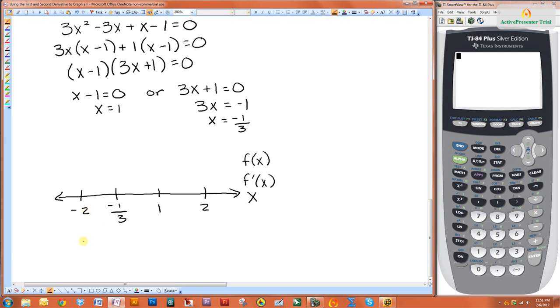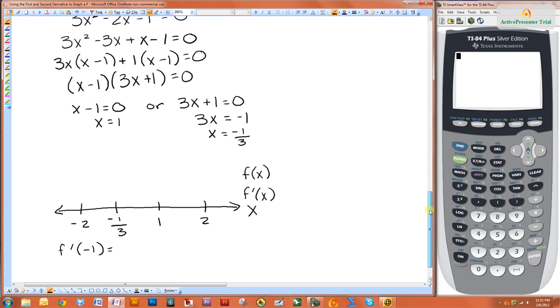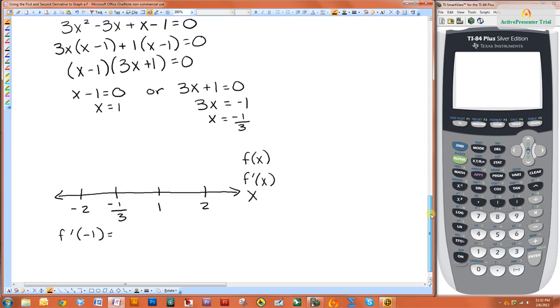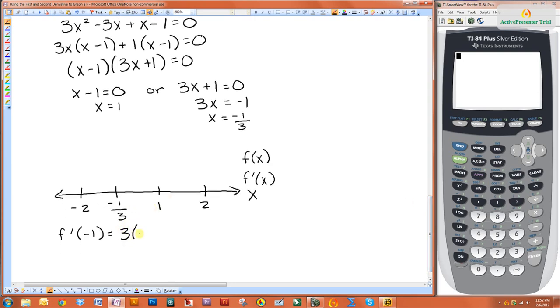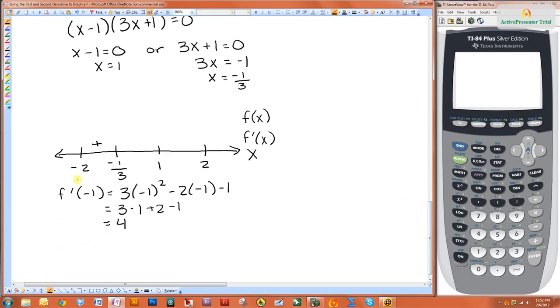Well, yeah. So f prime at negative 1, remember the function is 3x squared minus 2x minus 1, so 3 times negative 1 squared minus 2 times negative 1 minus 1 equals 3 times 1 plus 2 minus 1, so it's equal to 4. Now, it doesn't really matter what the number is, all that really matters is that it's positive, so that means within this interval the first derivative is positive, okay, which means the function is increasing.